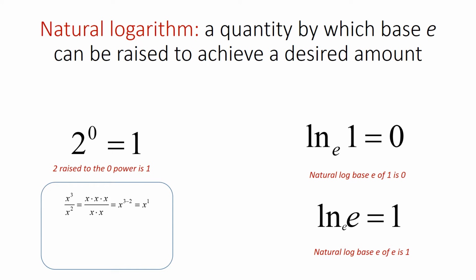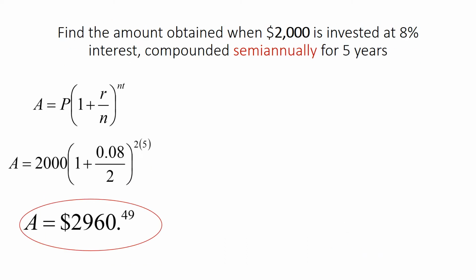Notice here off to the left, I just put a little side note to remind you of the reason that a number raised to the 0 power is 1. Any number raised to the 0 power is 1. So you can pause this video if you need, and just remind yourself that any number raised to the 0 power is 1.